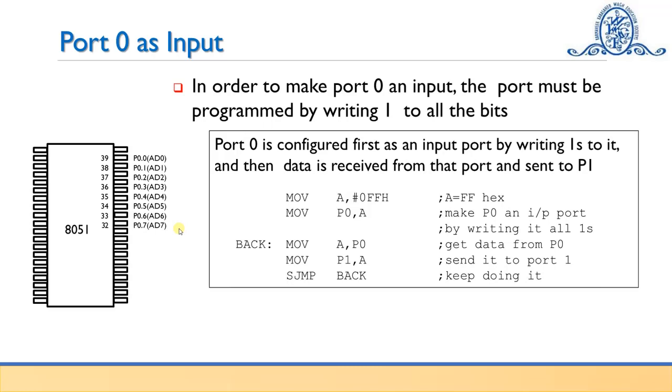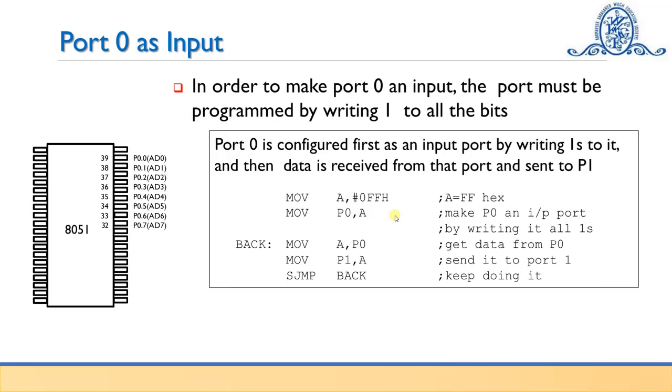So this is a simple program segment which will read the data at the input pins, but before that you will have to initialize it to act as an input port. So MOV A, #0FFH. So you have to write all ones to the port. So I have loaded the accumulator with all ones, and then that data is transferred to port 0 by this instruction MOV P0, A.